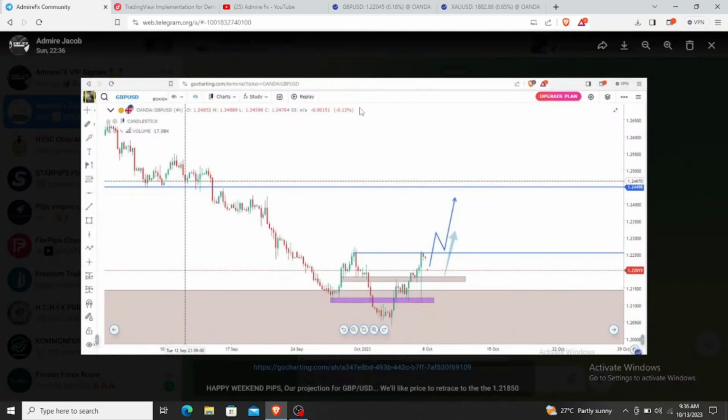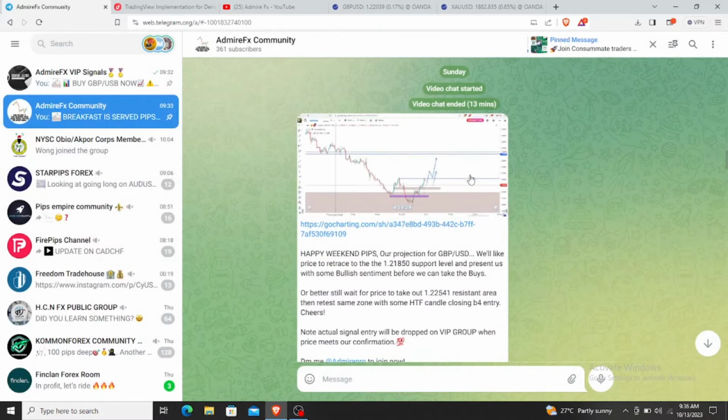All right, during our weekly analysis, we analyze GBPUSD. So here on the free Telegram group, we analyze GBPUSD and several other pairs which we are looking out for to play out this week. So here was GBPUSD. It was like happy weekend peeps. Our projections for GBPUSD: we would like price to retrace to the 1.21850 support level and present us with some bullish sentiments before we can take the buys.